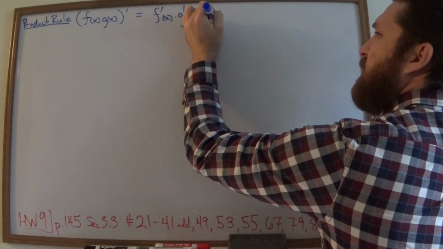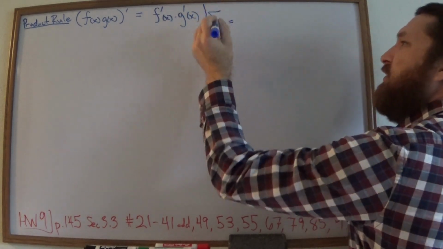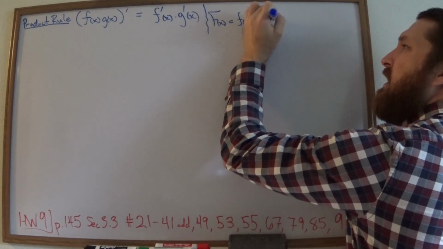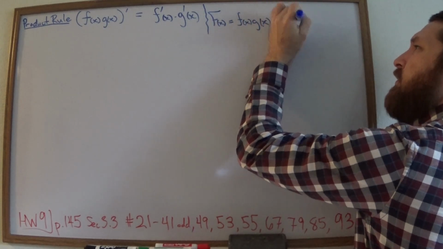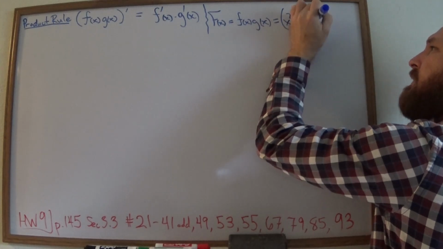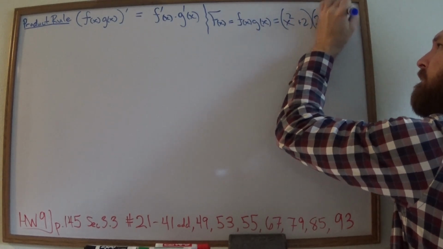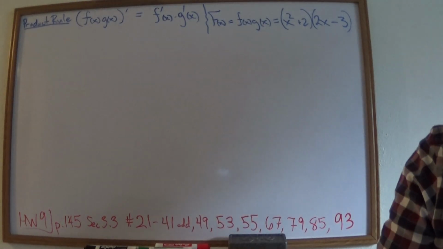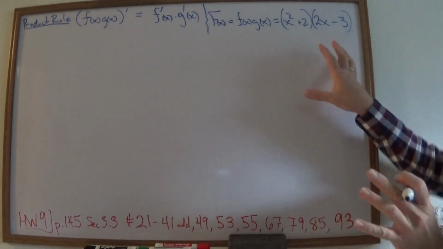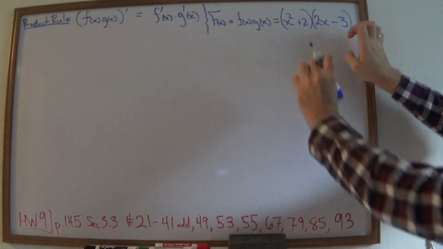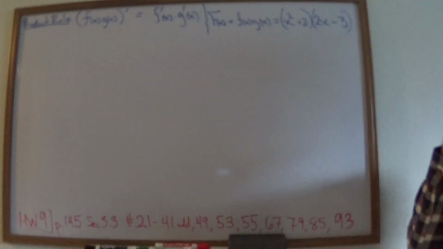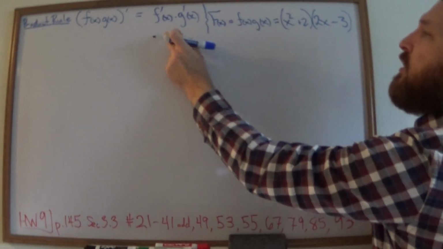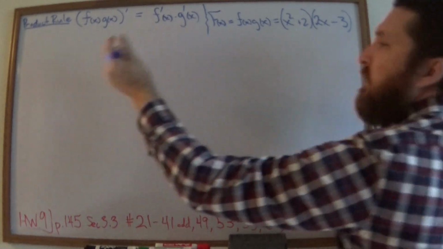And here's a function, f of x. It's actually going to be the product of two functions, f of x times g of x. Those two functions are going to be x squared plus 2 times 2x minus 3. Everybody buy this? This is one function, but it's also the product of two functions.